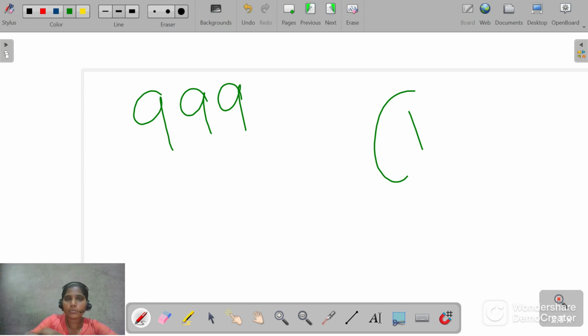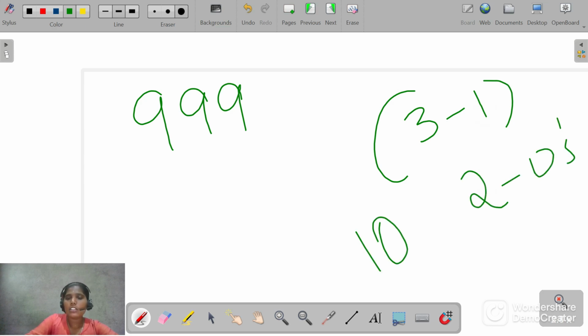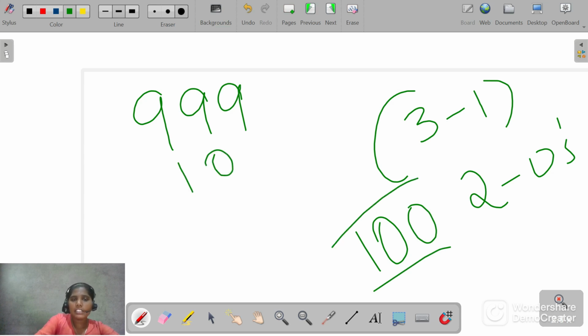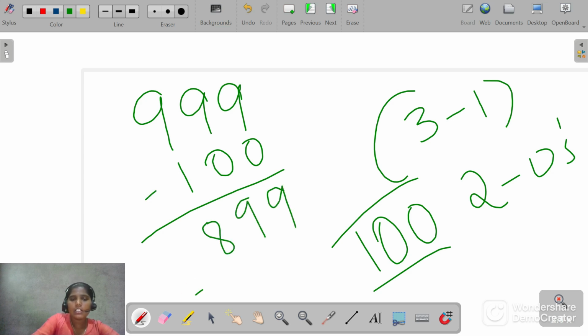So 3 minus 1, so that will be 2. Zeros will be 2 followed by 1. So 100 will be the smallest 3 digit number, and 999 is the highest. Since it is the difference, we are doing 999 minus 100, which is 899.